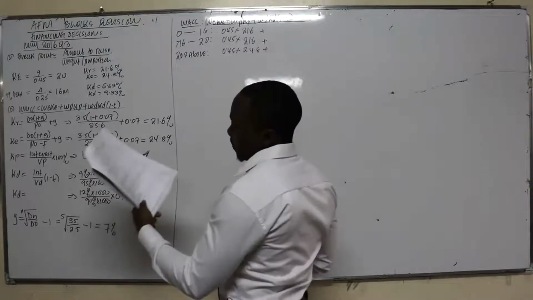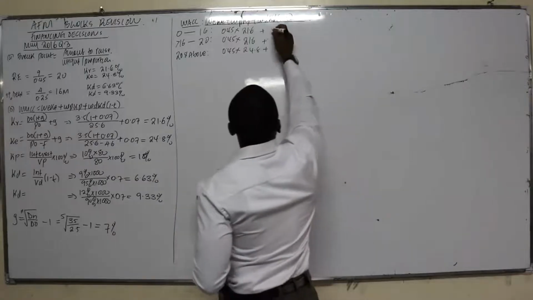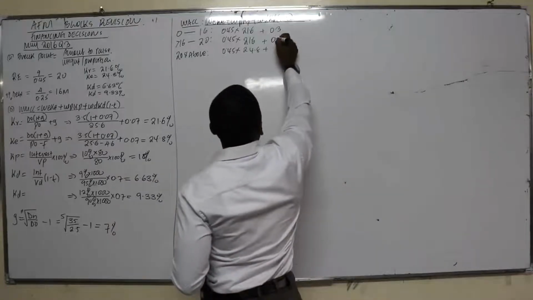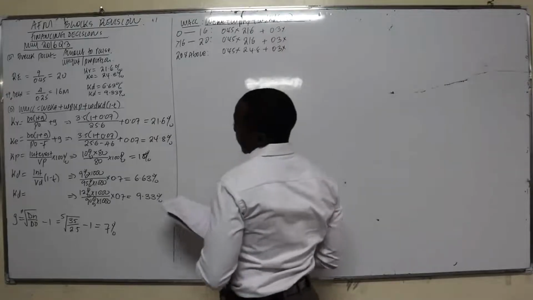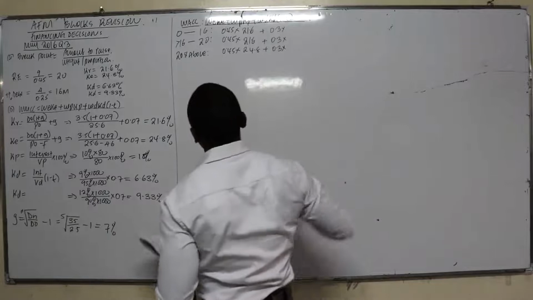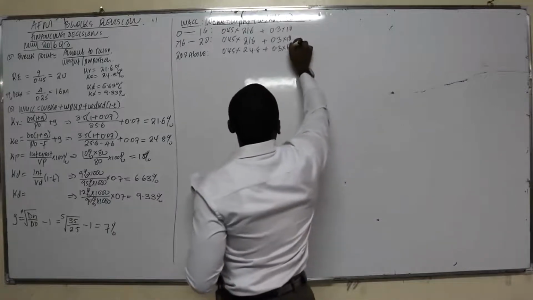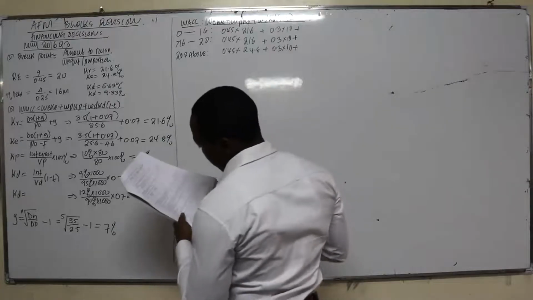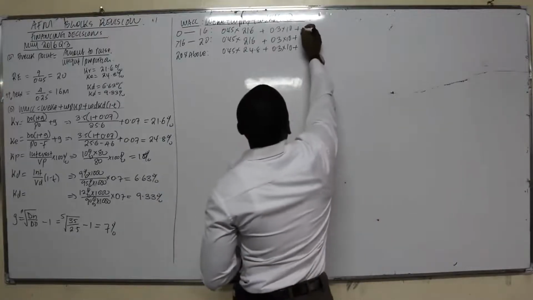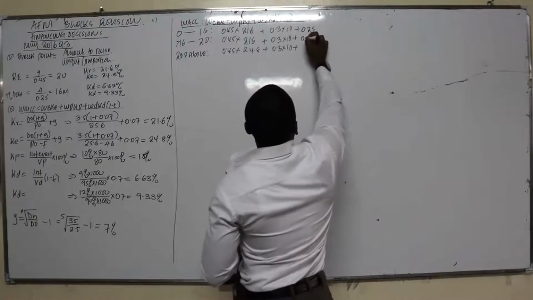Then weight of the preference share. Preference is 30%, so it's 0.3. You multiply by the cost of preference. The cost of preference was constant at 10%. And then you add the weight of the debt. The weight of the debt, the debenture capital, is 25%, 0.25.